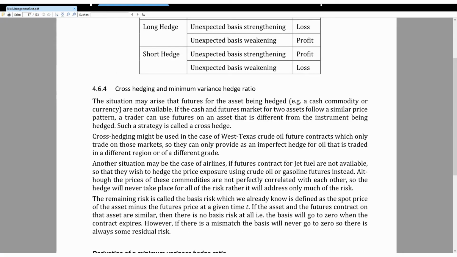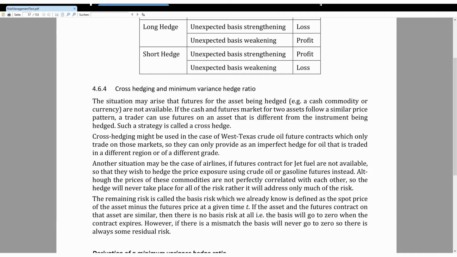The last thing we have to do today is to look at another case of an imperfect hedge, and that would be if futures for the asset being hedged are not available. In this case, the trader may look for another asset whose price and risk characteristics are similar to the asset that needs to be hedged and for which futures are available. A situation like that is called a cross hedge. If the futures are not the same as the asset to be hedged, we have to ask ourselves, how many futures contracts should we buy or sell?